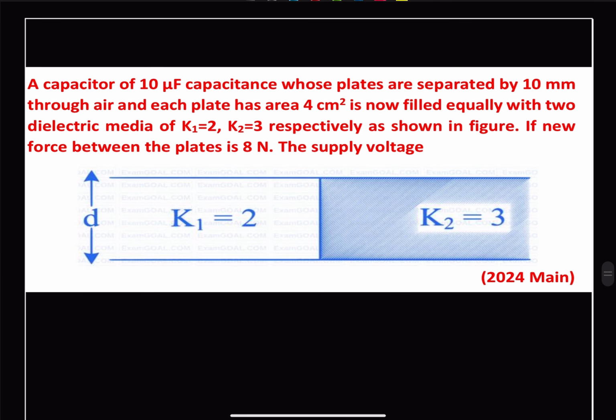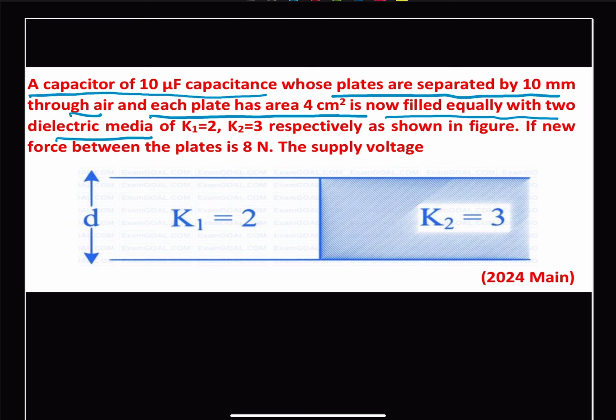It states that a capacitor of 10 microfarad capacitance whose plates are separated by 10 mm through air, and each plate has an area of 4 cm square, is now filled equally with two dielectric media of K1 = 2 and K2 = 3 respectively, as shown in the figure. If the new force between the plates is 8 Newton, then the supply voltage is? So the basic figure is given to us.